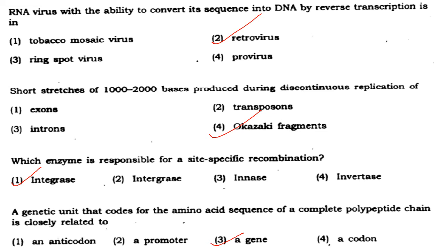Okazaki fragments. Next one. Which enzyme is responsible for site-specific recombination? Option 1, integrase; 2, intergrase; 3, innase; 4, invertase. Answer is option 1.